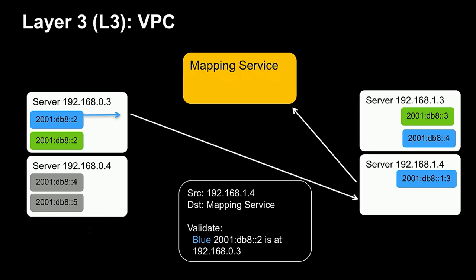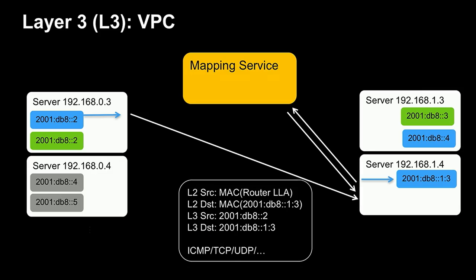When it's received on the other end, the mapping service is consulted again to see if it's a valid mapping for the current state of the topology. The packet is then passed in with the local router link-local MAC, the MAC address, obviously, of the ::3, and the L3 address is unchanged.